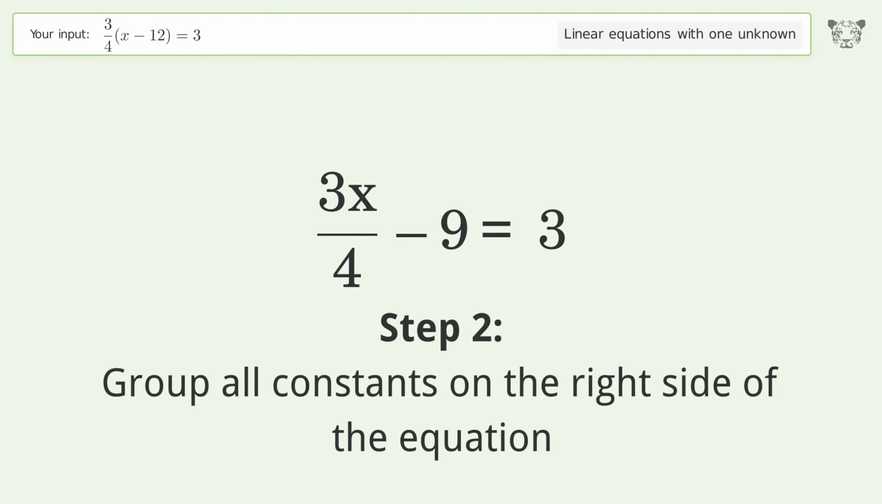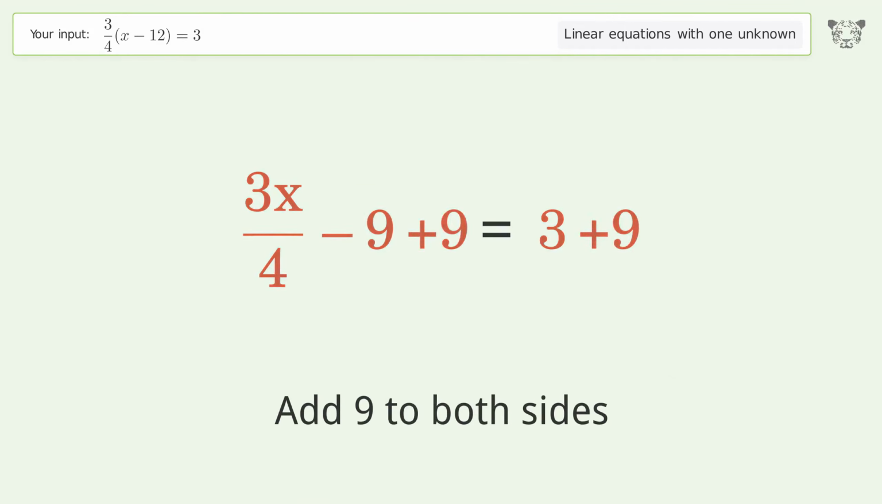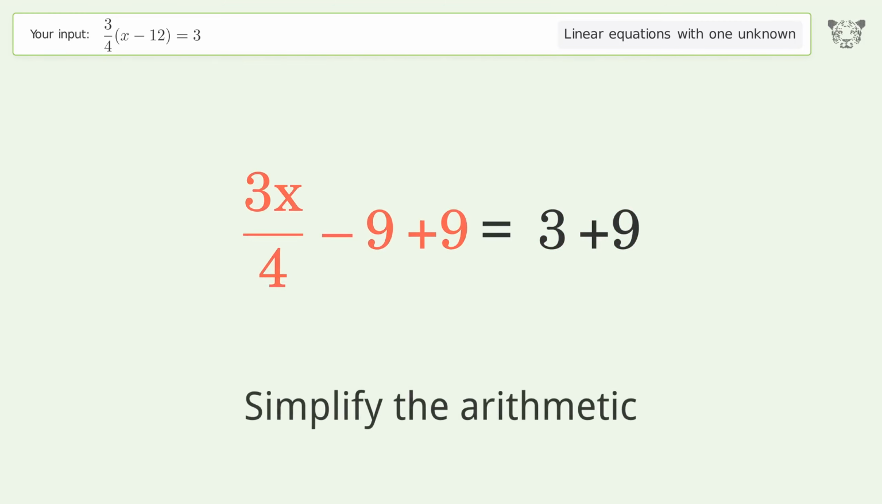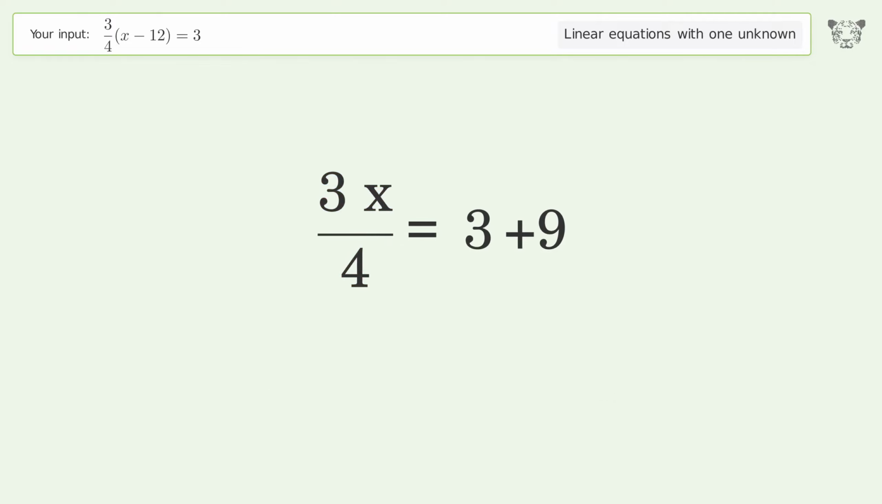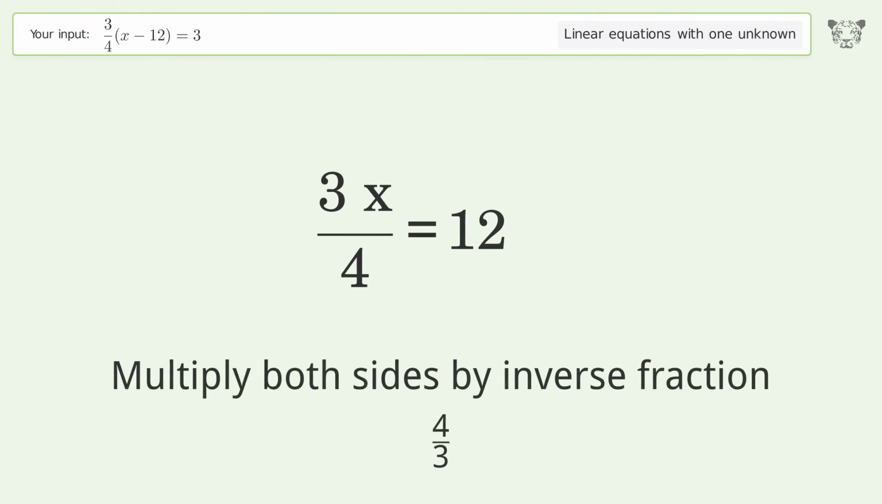Group all constants on the right side of the equation. Add 9 to both sides. Simplify the arithmetic. Isolate the x. Multiply both sides by inverse fraction 4/3.